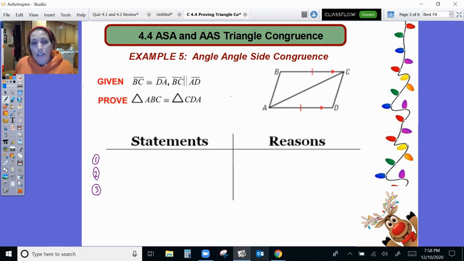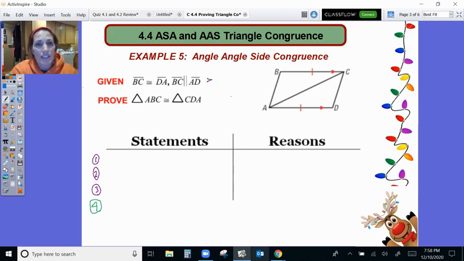It could be a hypotenuse leg, so sometimes those three parts would only be two parts because you already have the right angle. Then the fourth thing we're going to prove, they're going to write down here, is to actually show that our triangles are congruent, okay? And if you follow those three steps, you should be able to work through this pretty decently.